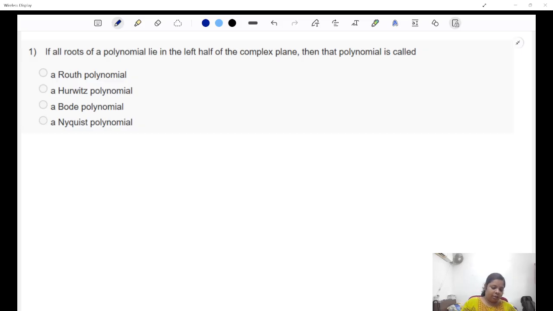So if all the, just a second. Yes. Okay. If all the roots of the polynomial lie in the left half of the complex plane, then that polynomial is called what? We just covered it. Can anyone answer?